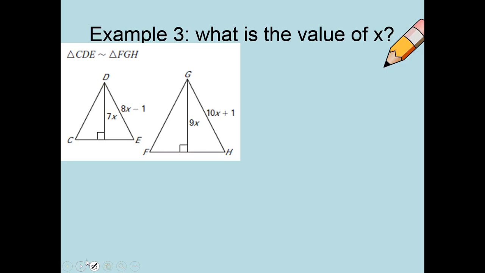Our third example, I need you to write into your notes, looks like this. This one's going to involve a little bit more algebra, but that same idea of corresponding, matching, setting up ratios. We have that triangle CDE, the big triangle here, is similar to triangle FGH over here. They're similar. Now that's the big triangle here, and the big triangle over there, right?